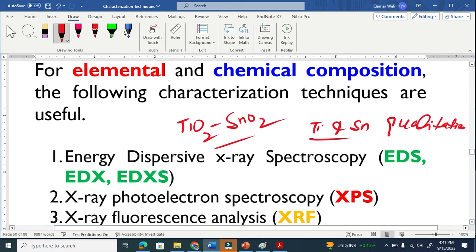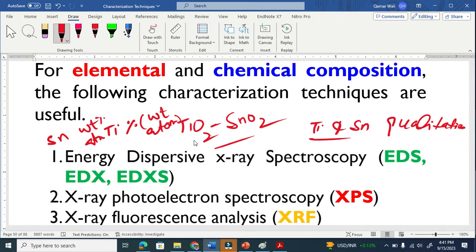The second question is, you want to know what the percent of titanium is in terms of weight or in terms of atoms, and what the percent of Sn is in terms of weight and in terms of atoms. In order to do these analyses, we use characterization techniques, which are very helpful.